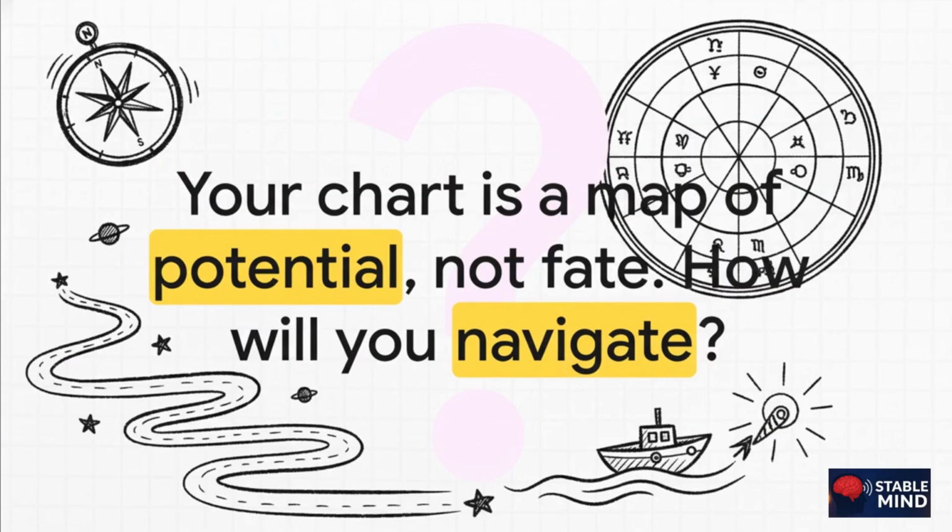So if there's one thing to take away from all this, it's this. Your chart is a map of potential. It shows your tendencies, your strengths, your timelines, but it is not a declaration of fate. It doesn't lock you in. Really, it's a tool for self-awareness. So the real question it leaves you with is, now that you have the map, how are you going to navigate the journey?